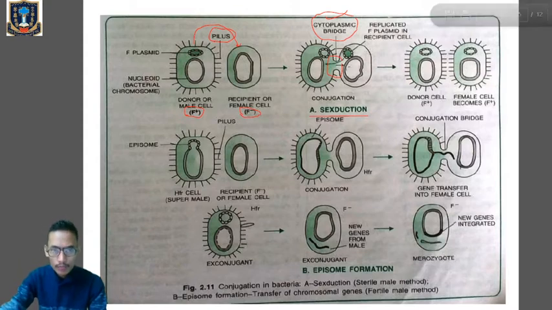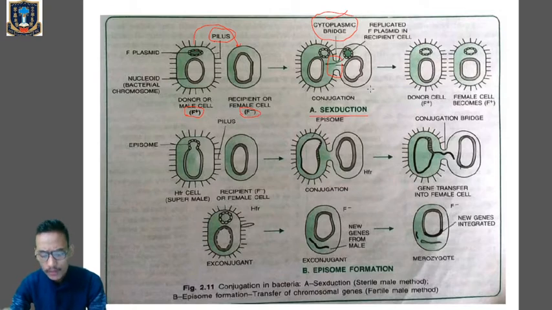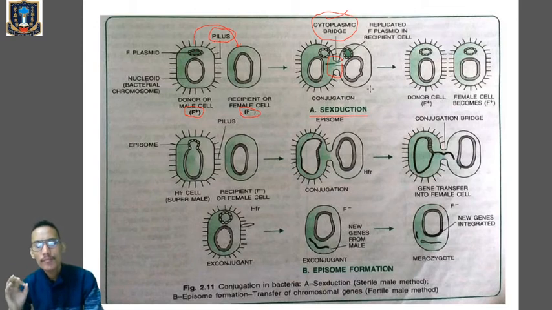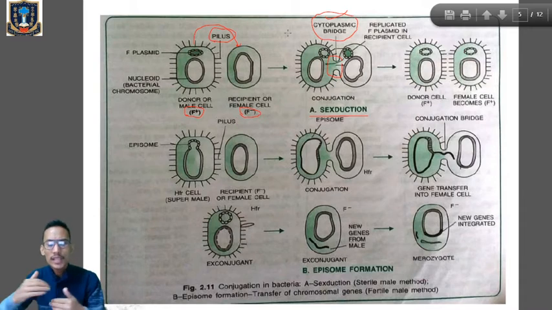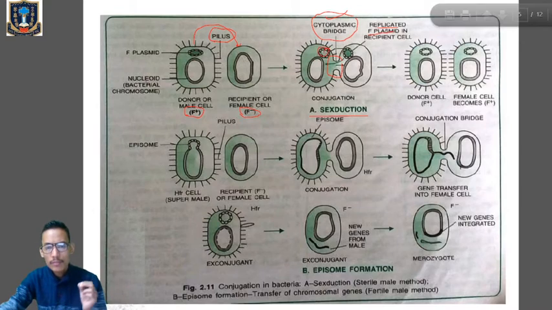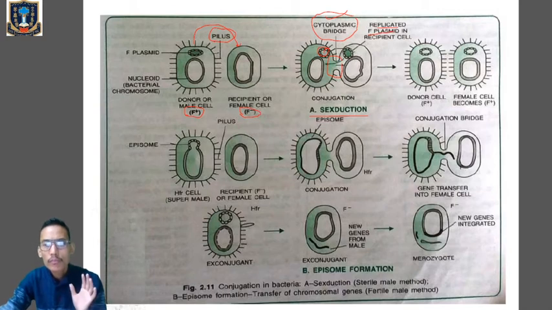Okay, now the plasmid of the donor cell with the fertility factor F plus undergoes replication, meaning it will produce its carbon copy, in simple terms. That means when the cytoplasmic bridge is formed, this F factor or fertility factor will undergo replication so that it forms its carbon copy. Can you see over here the replicated F plasmids? So this F factor has undergone replication and has produced its own carbon copy.